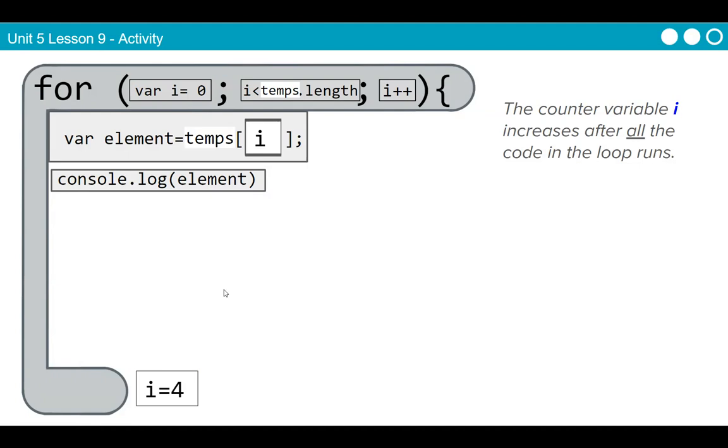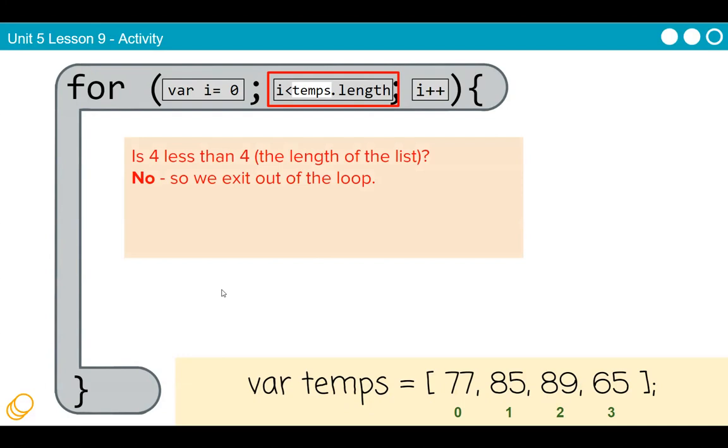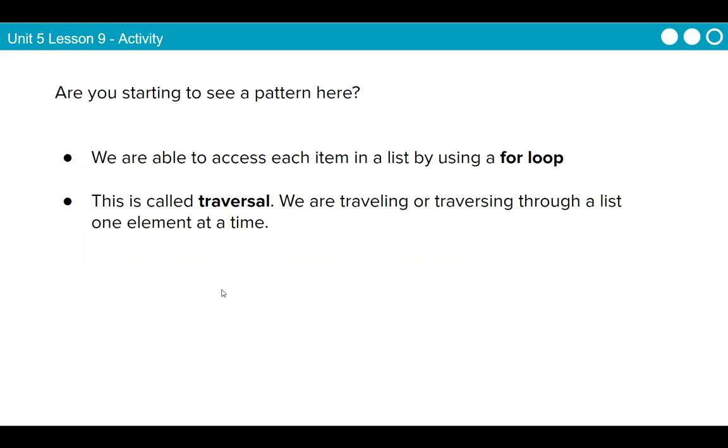Now i is 4. Is 4 less than 4? No. So we stop doing the loop. So we are able to access each item in a list by using a for loop. We can use a while loop also, but it's structured a little differently. For loops are kind of the gold standard of loops because it's all self-contained. And when we iterate through a list of items, or basically look at each item one by one, we are doing what's called a traversal. So we are traveling through, or traversing, a list one element at a time.